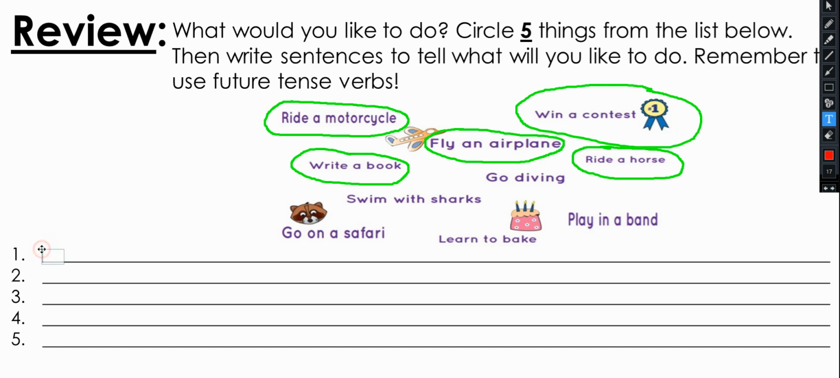So let's now write the sentences. How do we write the sentences? Let's see. Now we'll start with win a contest. We have to choose a noun. We can say I. You can also choose the children, my sister, my brother. Will win a contest. So I will keep the verb and I will add will before it. I will win a contest.